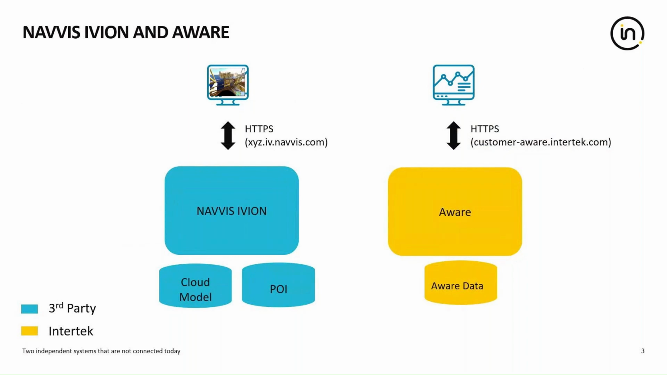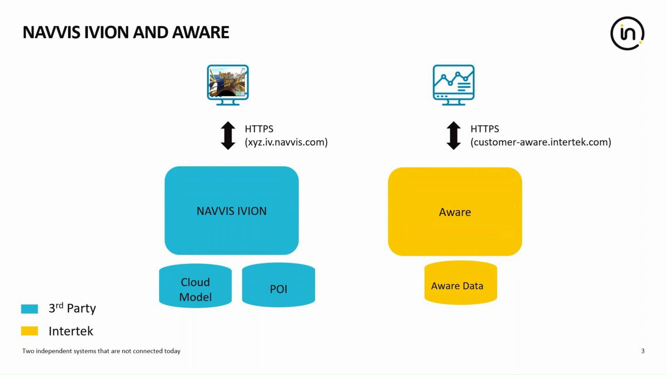In more technical terms, there's two software products. We have Aware, which is a cloud-based application, and we have Navis, which is its own cloud-based application. What we wanted to do was move data between Aware and Navis, so that when you're in Navis and you're walking around in the 3D, you can pull up Aware data. That's where some of the software development was done.